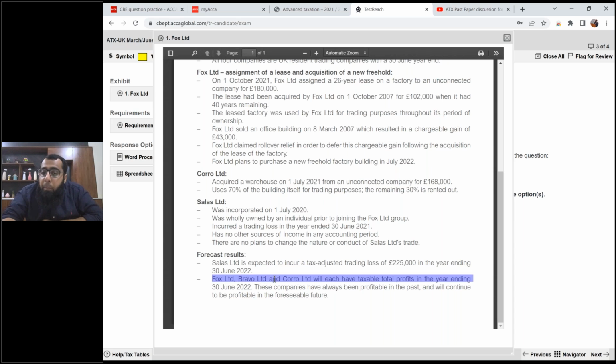Fox Limited, Bravo Limited, and Coro Limited will each have a total profit in the year ending June 22. These companies have always been profitable in the past and will continue to be profitable in the foreseeable future. So something about 75% group loss relief needs to be considered. Let's read the requirement.